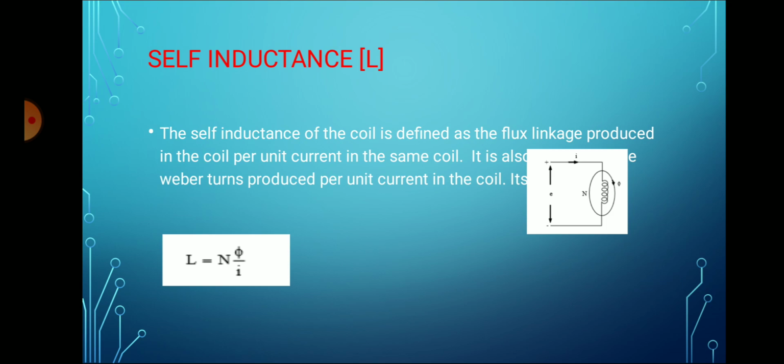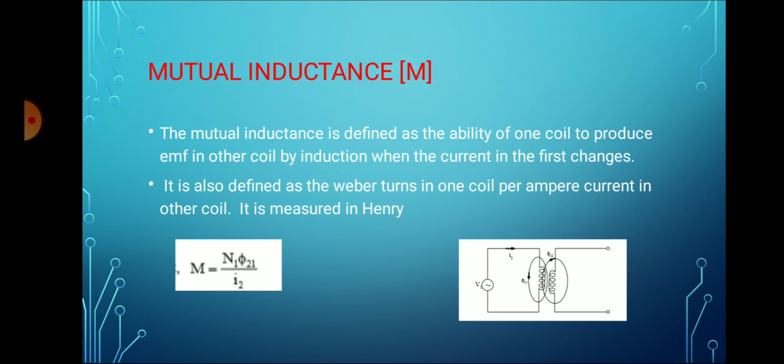First is the self-inductance. N is the number of turns carrying current I. Phi is the flux produced in the coil. If the current I through the coil changes, the flux phi also changes. By Faraday's law, change in flux induces an EMF in the coil. The induced EMF is proportional to the rate of change of flux. So, self-inductance L equals N phi by I. Self-inductance of the coil is defined as the flux change produced in the coil per unit current in the same coil. The unit is Henry.